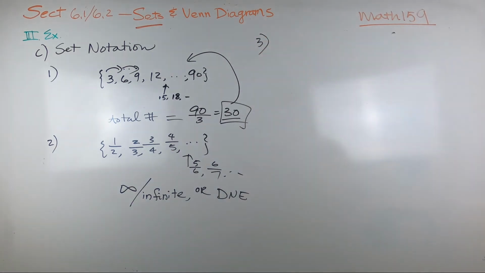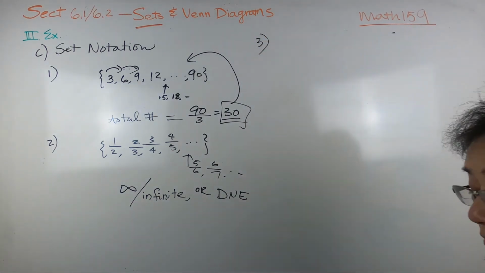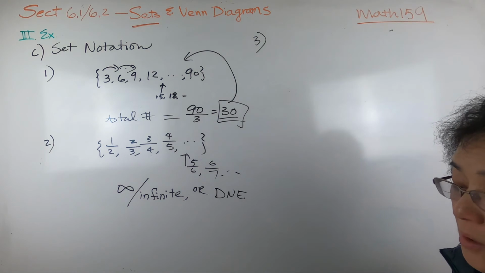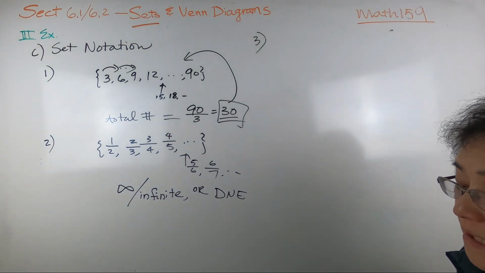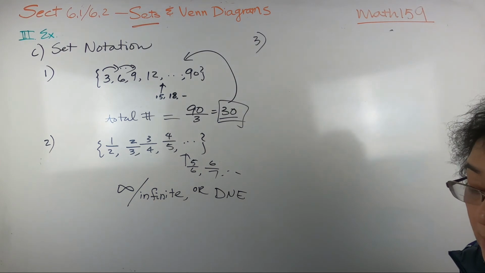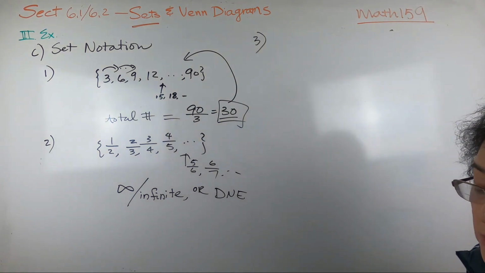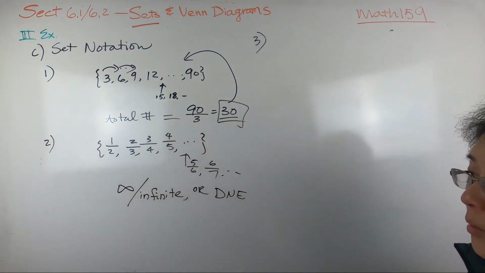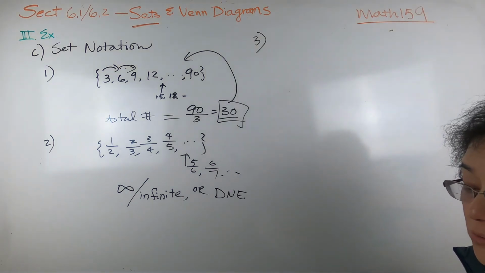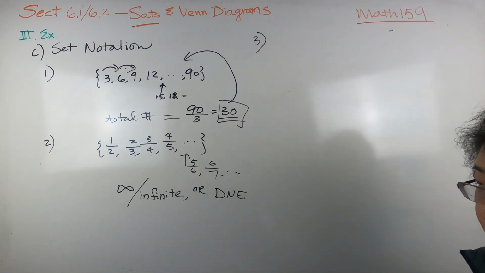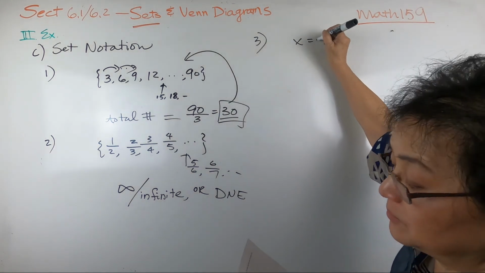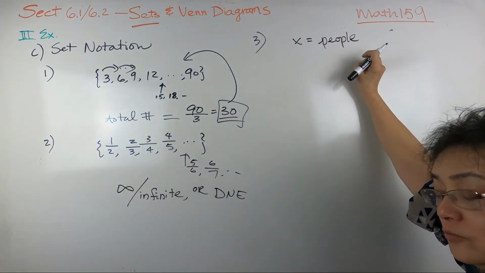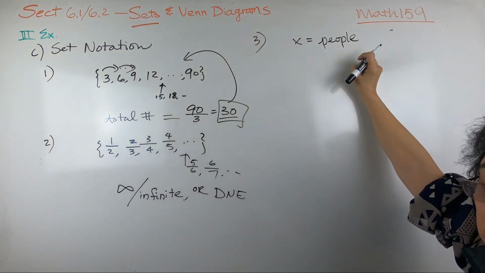Look, next one on your page 50. Number 3, it says, if you wanted to describe the set of all people who are over 18 years old but not 30 years old, how would you describe it with a set notation using X? So we are going to use X to show an idea. X is the people we are dealing with, who are over 18 years old, but not 30 years old.